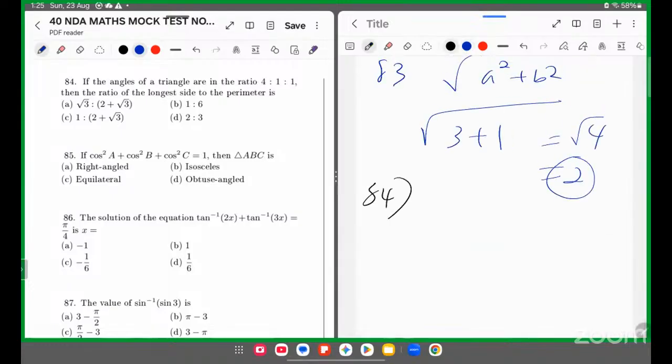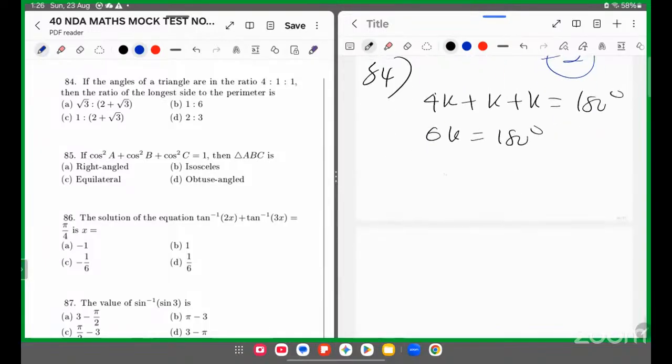If the angles of a triangle are in the ratio 4 is to 1 is to 1, then find the ratio of the longest side to the perimeter. So 4 is to 1 is to 1 means 4K, K, K. The sum is 6K equals 180, so K becomes 30 degrees.